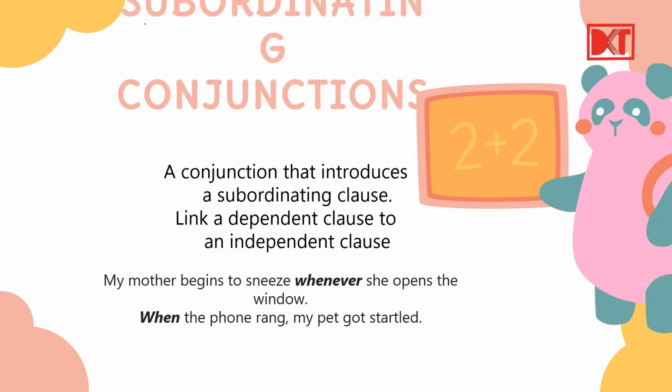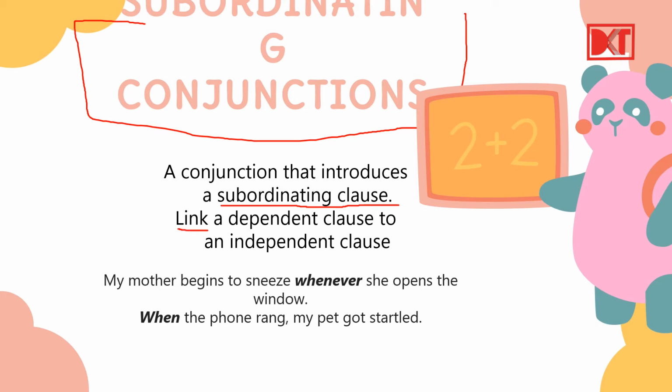Next, there are subordinating conjunctions. Now, when are subordinating conjunctions used? Now, this conjunction introduces a subordinating clause. यहाँ पे क्या हो रहा है? Subordinating conjunction नाम से ही पता चल रहा है कि एक subordinating clause introduce होगा. And what do they do? They link that dependent clause to an independent clause. Dependent clause to an independent clause.